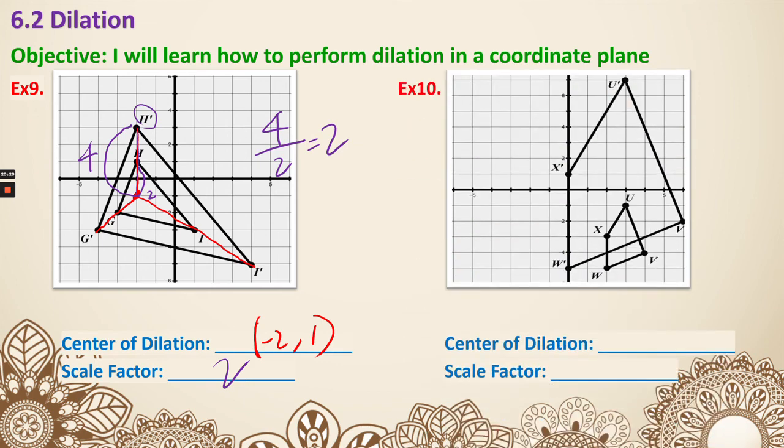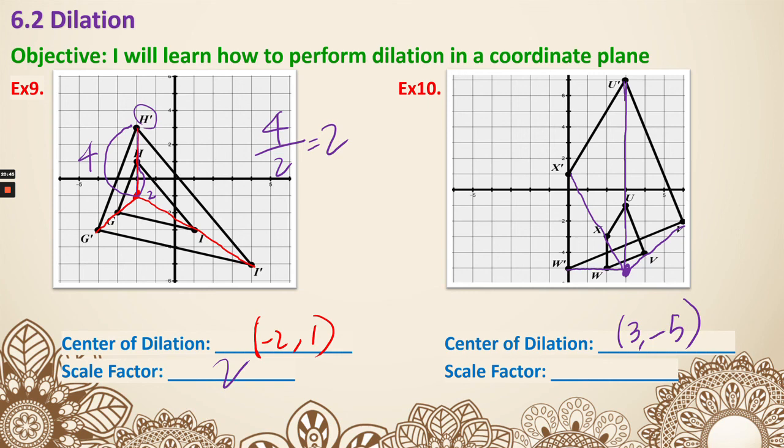Last one, number 10. Connect them, U prime with U. Extend X prime with X, W prime with W. We're going to connect all of them. And you will actually see they go through this one single point right there, which coordinate-wise is going to be 3, -5.